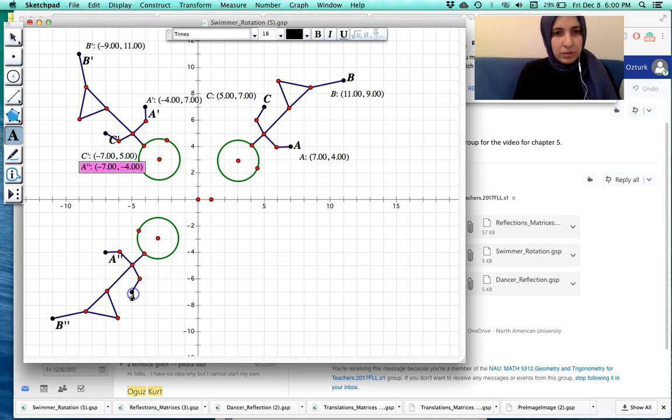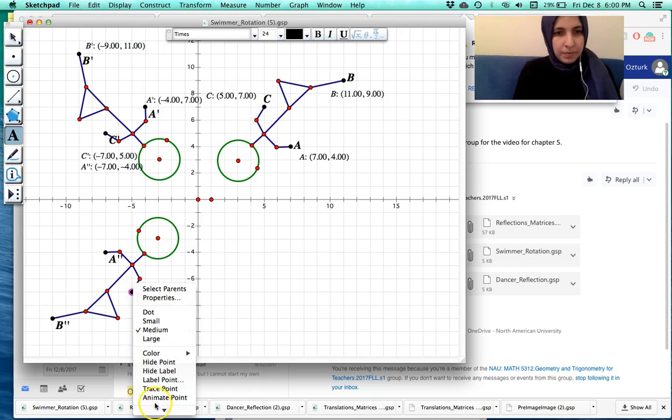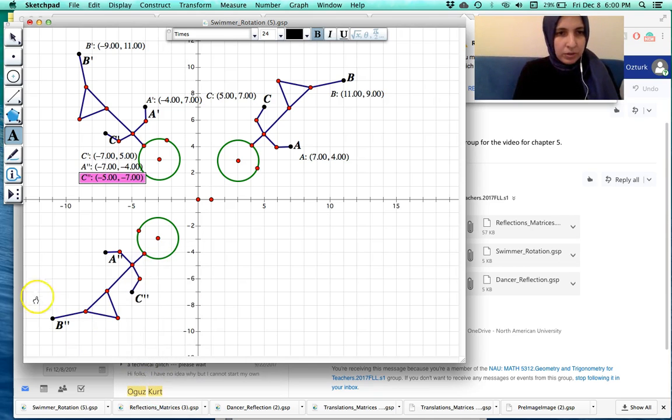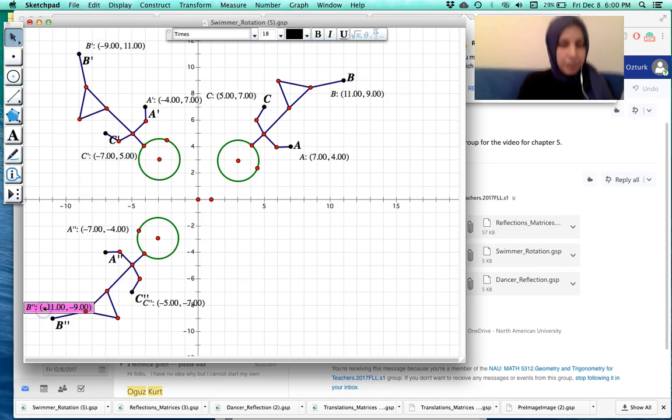Anyway, coordinate, and yes, A', C', and B''. Actually, A, B, C are related to the points A'', B'', and C''.